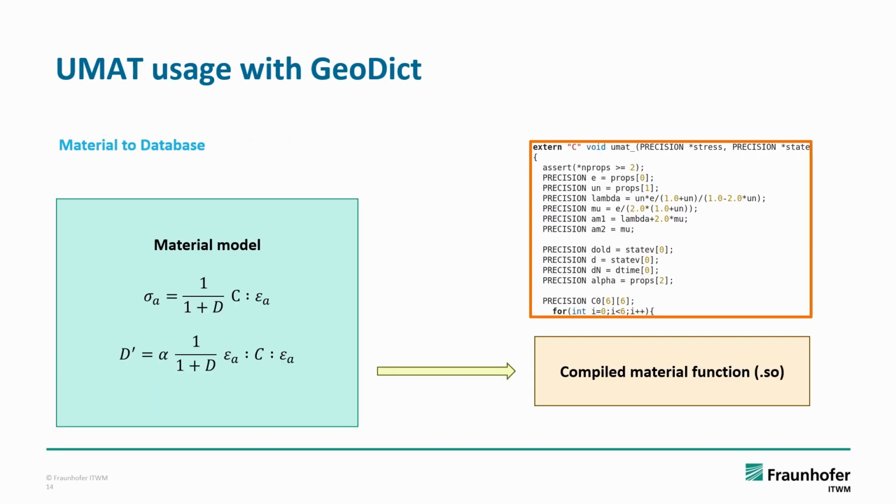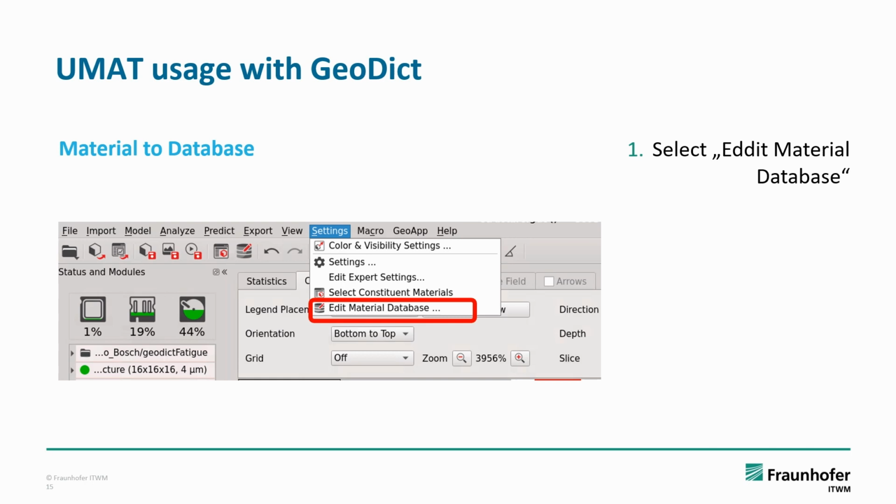So what we do to use this kind of material model within GeoDict is that we add a material to the database in which we use a UMAT. We formulate the material model as you've seen on the previous slides, use a UMAT to define the resulting stress and damage evolution, and compile the function to a UMAT file.